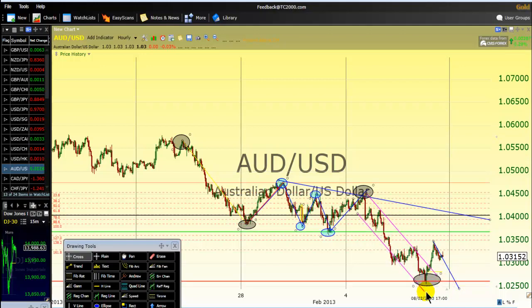But everything else that I said last weekend about the Australian dollar, US dollar currency pair, that it goes up, pulls back, we are still expecting it. This is a fractal pattern we are talking about.